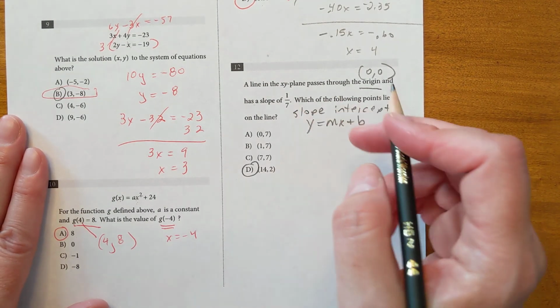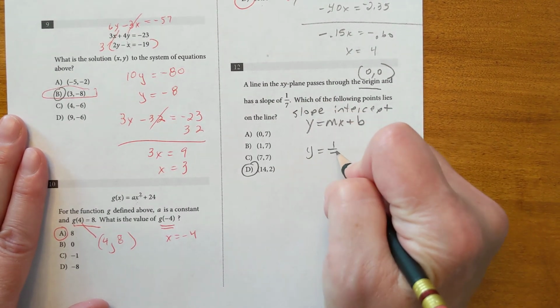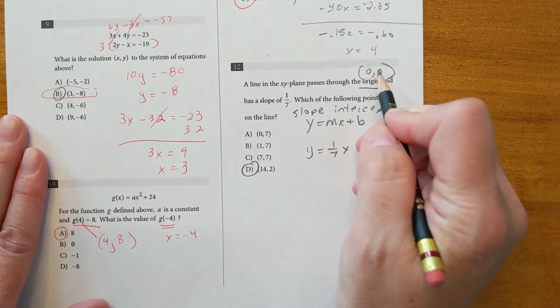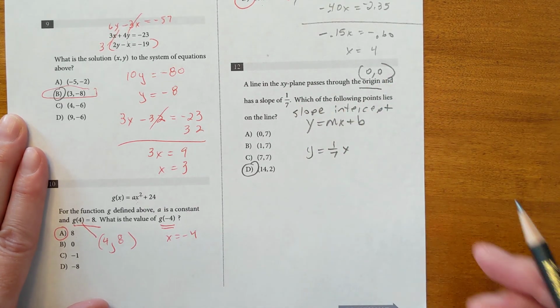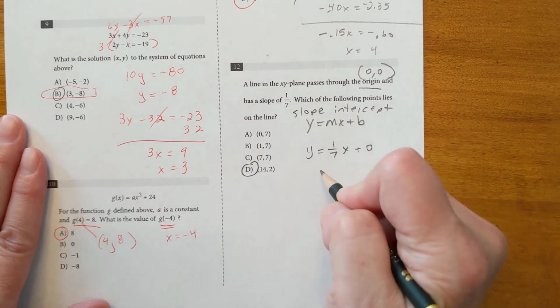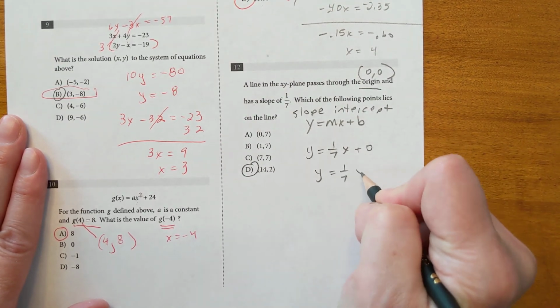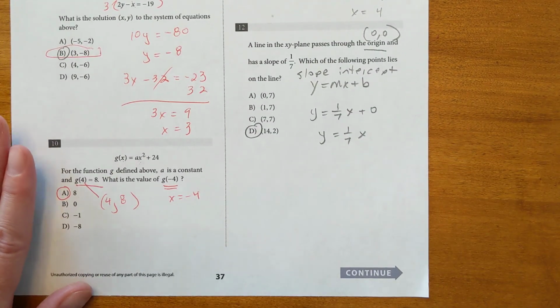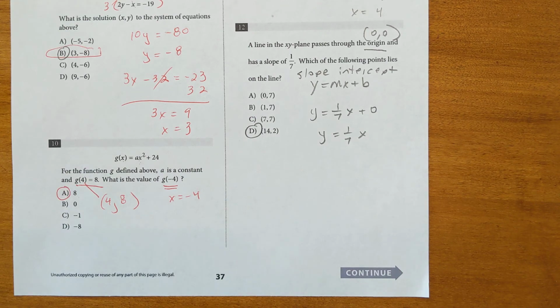They told us the slope here is 1/7. The intercept is 0. The intercept again is where it crosses the y-axis. It crossed it at 0. So y is equal to 1/7 x plus 0. So you don't need to write plus 0.